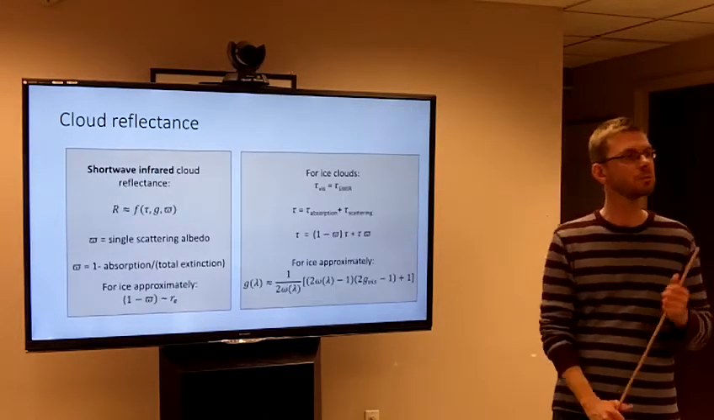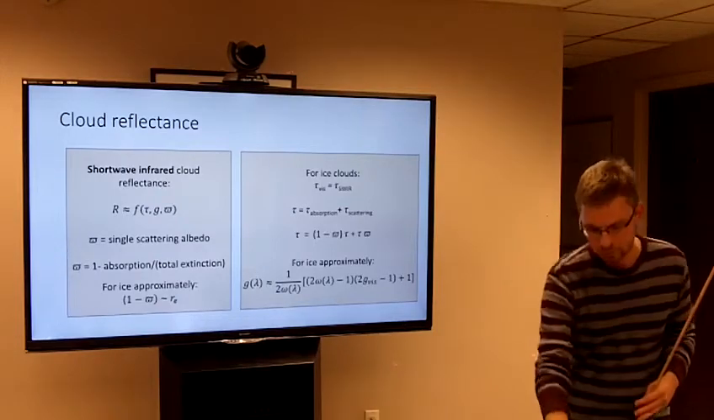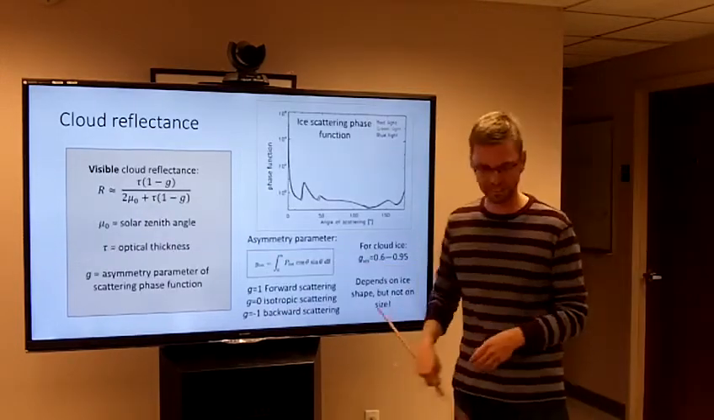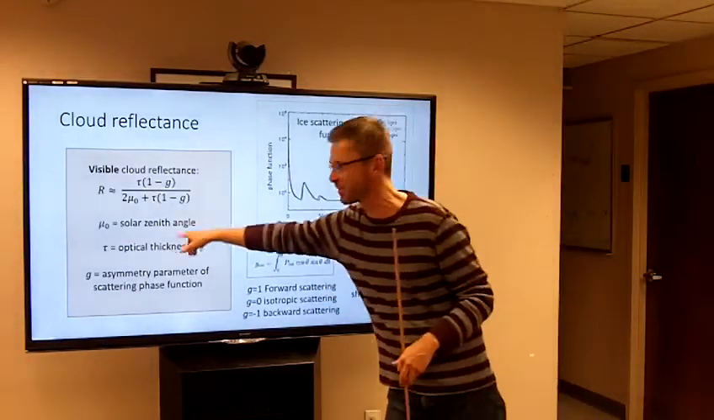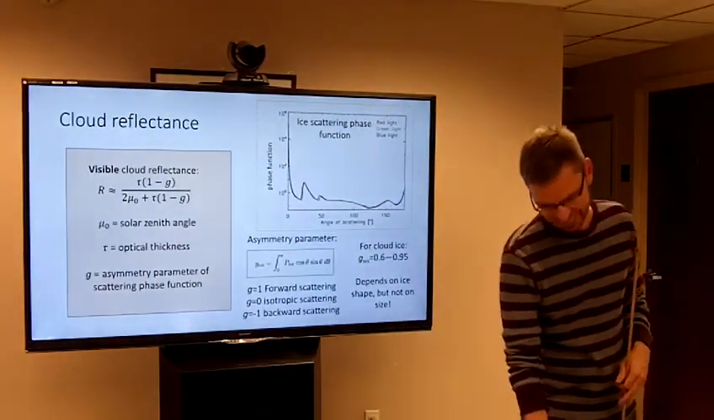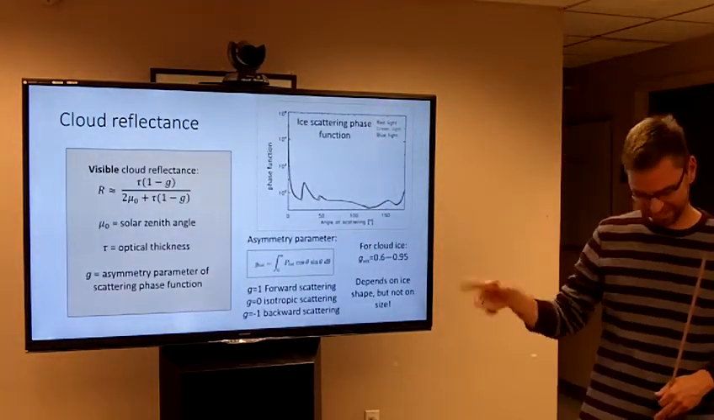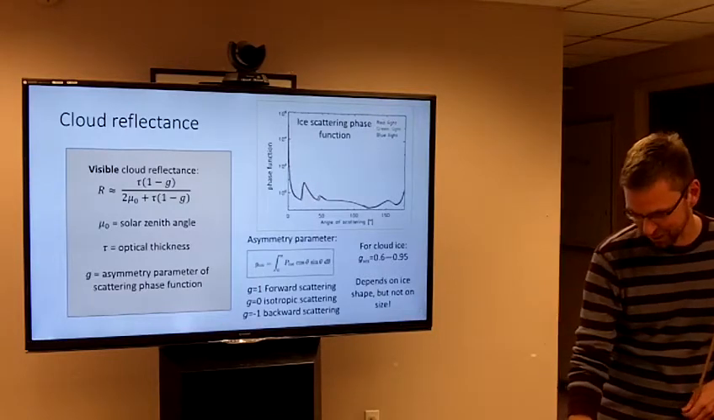Is mu not the cosine of the... Sorry, it's really trivial. Oh yeah. Yes, no. This is the cosine of the solar zenith angle. Yes. Actually, I wanted to change that, but I forgot. So sorry.